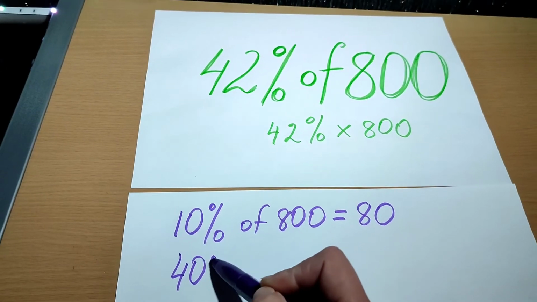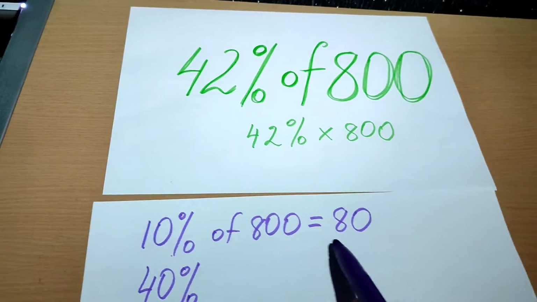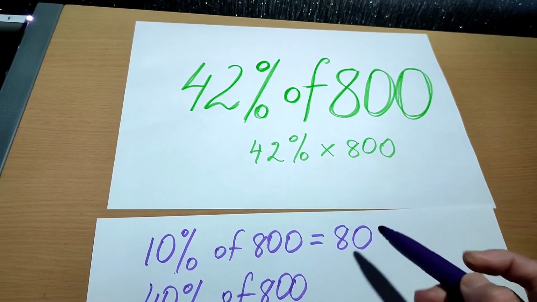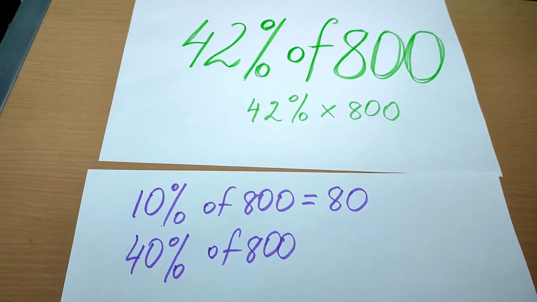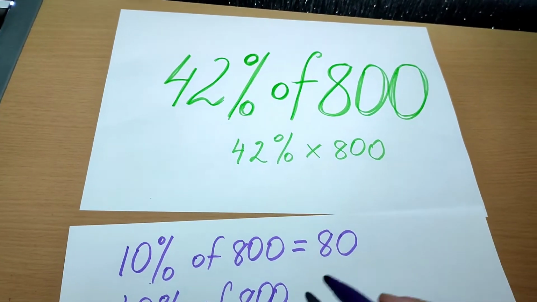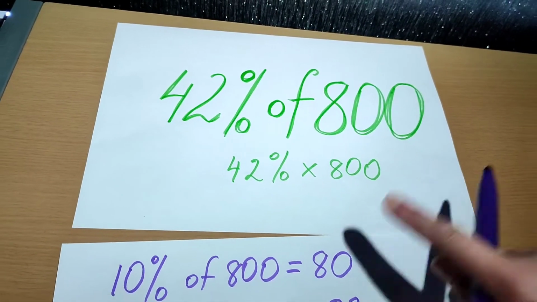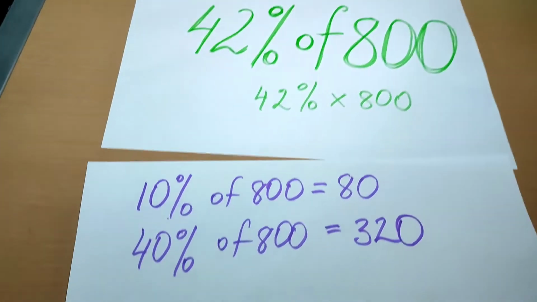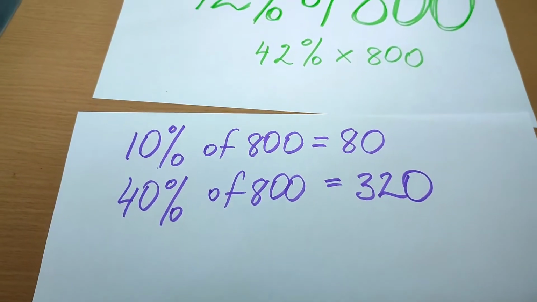40%. Can we find 40%? Well, we know our 10% is 80. To find 40%, we need to multiply our 80 by 4. And we can do that in your head. 4 times 8 is 32. And we also have a 0 here at the end. So 80 times 4 is 320. So 40% of 800 is 320.